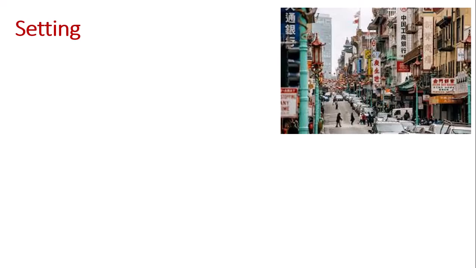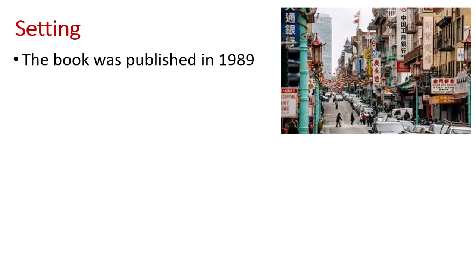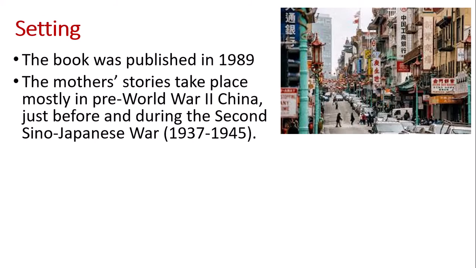That's a picture of Chinatown in San Francisco a few years back. The book was published in 1989. The mothers are the four women who formed this club that they called the Joy Luck Club, and their stories take place mostly in pre-World War II China, just before and during the Second Sino-Japanese War from 1937 to 1945.